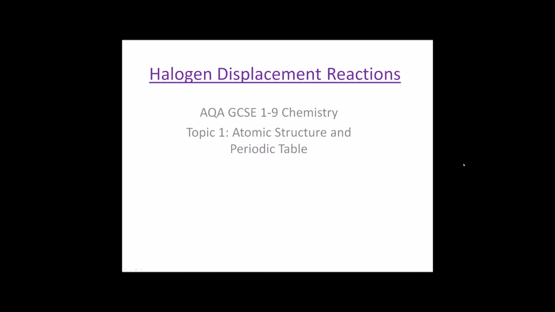And this is again GCSE 1 to 9 chemistry, so it's both triple chemistry and combined chemistry. So if you're doing the award where you're going to get 2 GCSEs, or the award where you're going to get separate GCSEs for chemistry, physics and biology, this is for both of those. And it's from topic 1, the atomic structure and periodic table, and from part 2 of this, which is the periodic table.